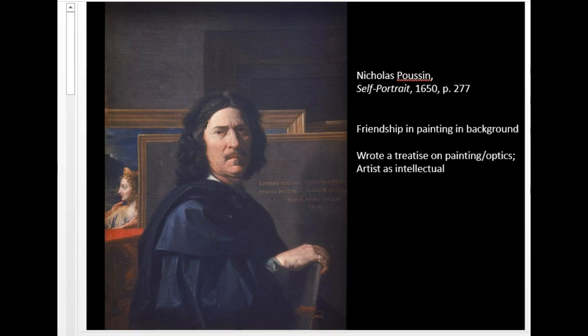Poussin was a painter born in France, not Paris, but who spent most of his life in Rome. Here we're seeing a self-portrait of him. He thinks of himself as an intellectual. He wrote a treatise on optics, on painting, that conveys the craft of painting as an intellectual activity.